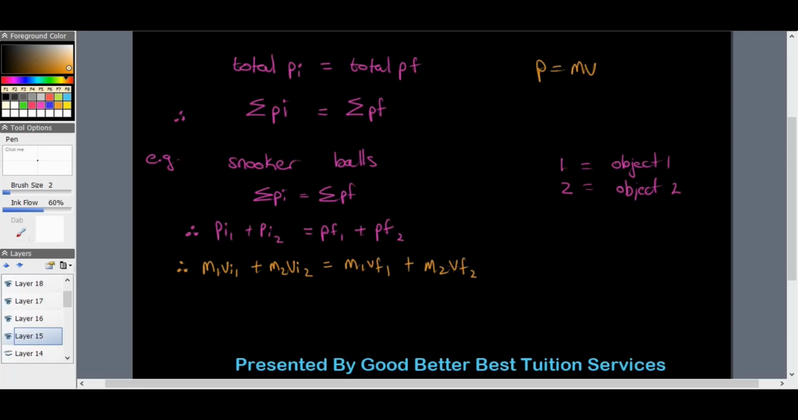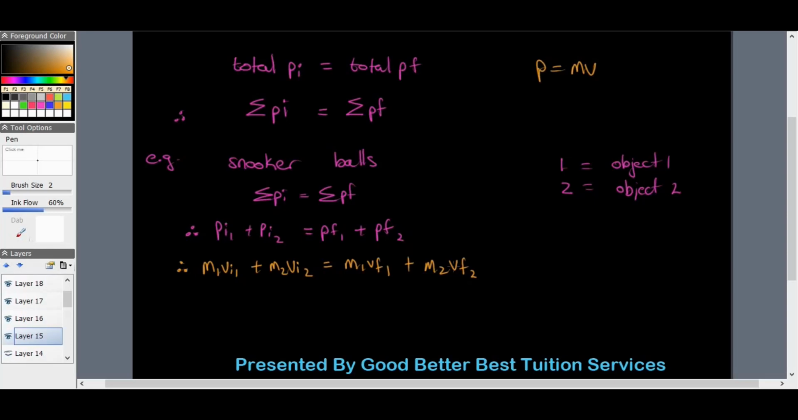The mass of the one snooker ball or the one object times the velocity of that one object plus the mass of the second object times its velocity, i.e. the velocity of the second object, is all equal to the mass of the first object times its final velocity plus the mass of the second object times its final velocity. If that is all equal, then it is correctly assumed that total linear momentum is therefore conserved. And that's the formula.